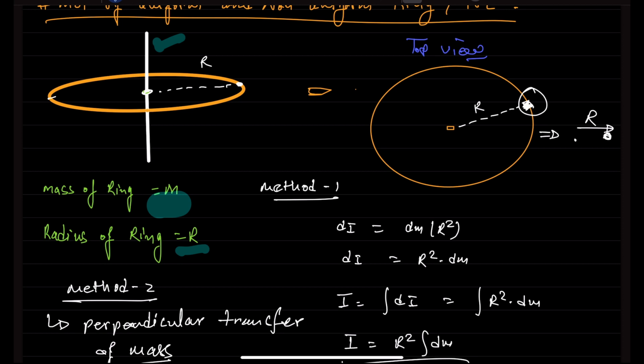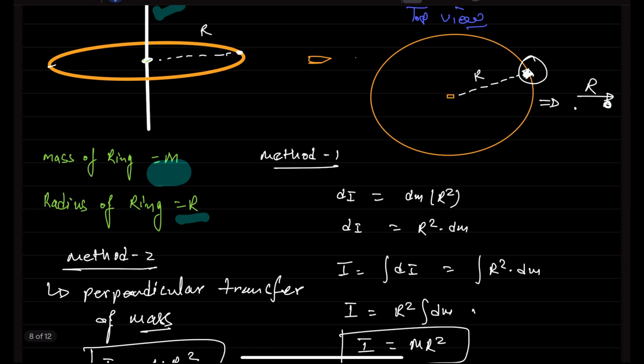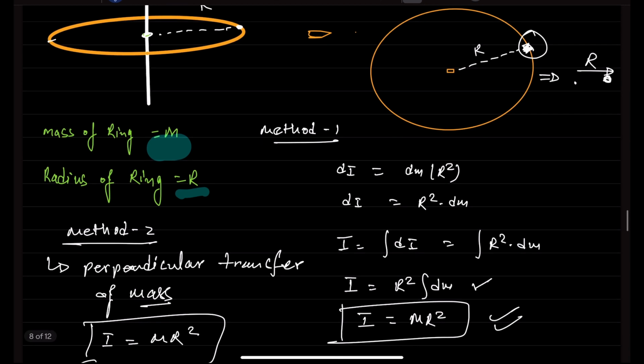If I want to calculate I for this rigid body, that will be the integration of dI, which is the integration of R square dm. Here capital R is just a constant, so we can take it out of the integration. The integration of dm is the total mass, capital M. So I is M R square. As usual, we have calculated the moment of inertia of this ring using the integration method.